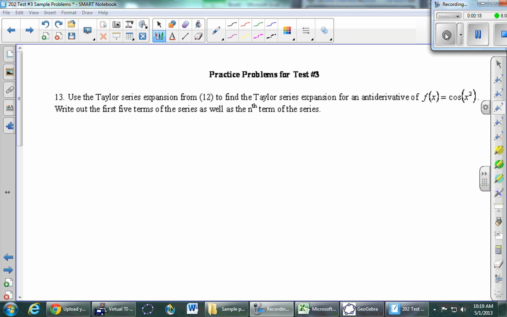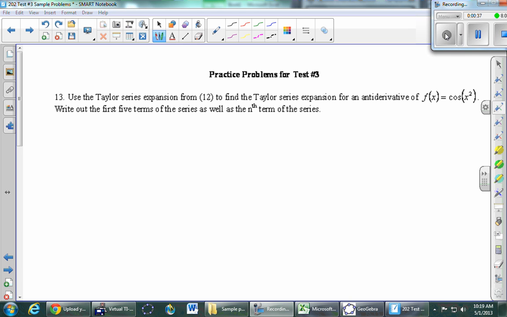And before we dive into the particulars of this problem, I just want to point out that forgetting about series, if we just wanted an antiderivative of cosine of x squared, personally, I would be stumped as to what to do. I don't know how to find an antiderivative of cosine x squared. There might not be one. So series could be the only option in a problem like this.